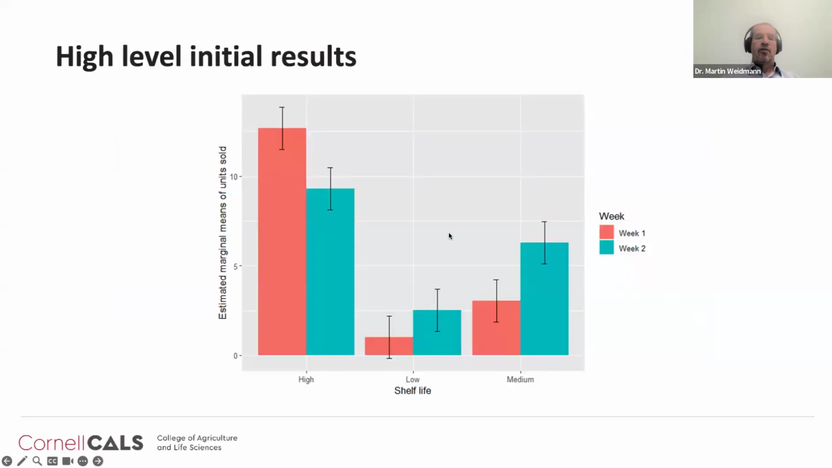So here we have the results for week 1, where there was no economic incentive, and you can see, not surprisingly, most people would buy milk that had a high remaining shelf life, so there's up to 21 days. Very few people bought milk that had 0 to 3 days, and some of them bought milk with the medium shelf life. However, as soon as we provide an economic incentive, the amount of consumers that bought milk with a medium and even a short shelf life went up substantially. So we were able to successfully drive sales of milk that otherwise would have ended up being wasted.